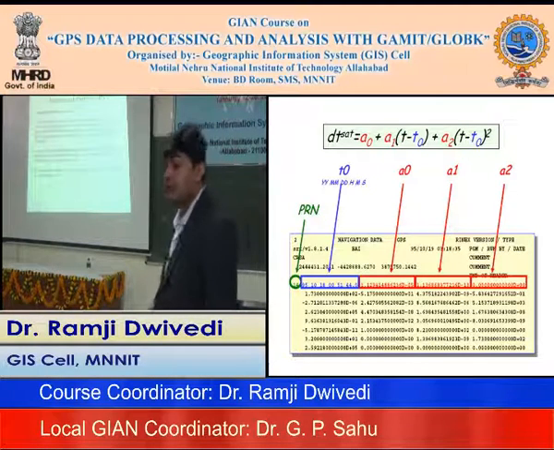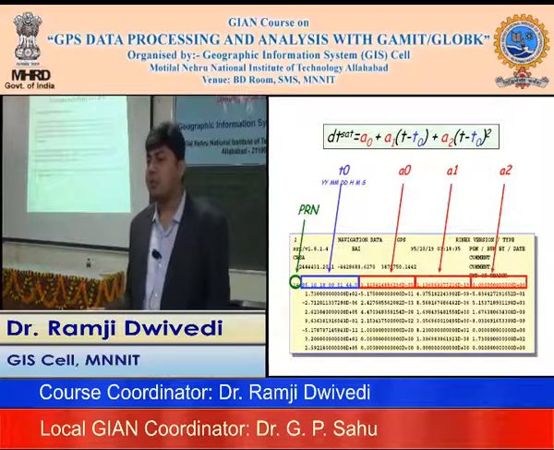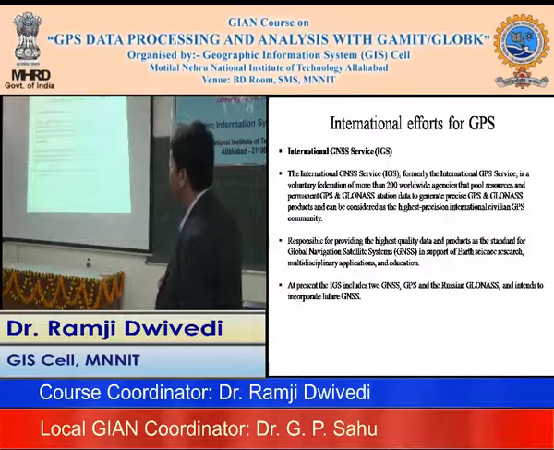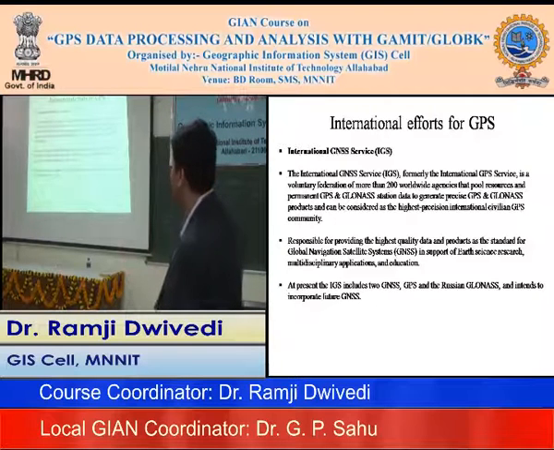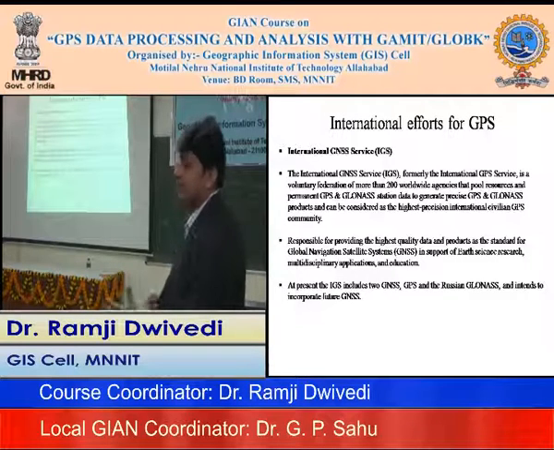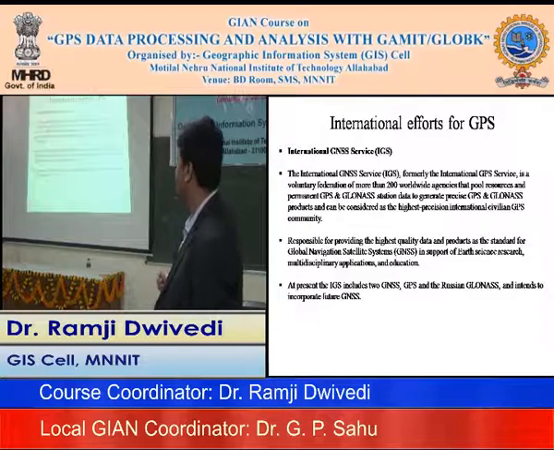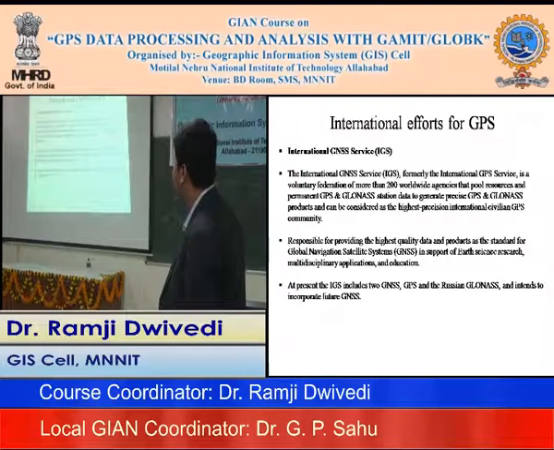Another international effort helping us, as an international body, so that we have our position in a precise manner, is the International GNSS Service, which we call IGS. That is the folder you are creating, because you are using those products. Formerly the International GPS Service, because previously GPS was popularly used, now we call it the International GNSS Service. It is a voluntary federation of more than 200 worldwide agencies that pool resources for GPS and GLONASS station data to generate the precise GPS and GLONASS products.